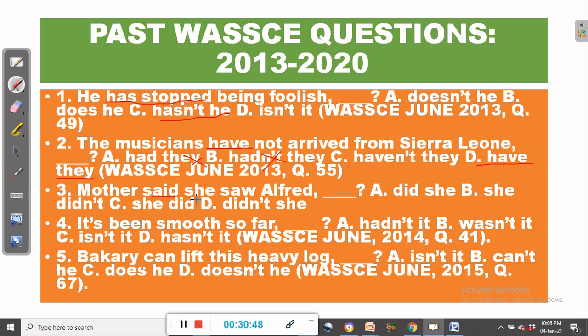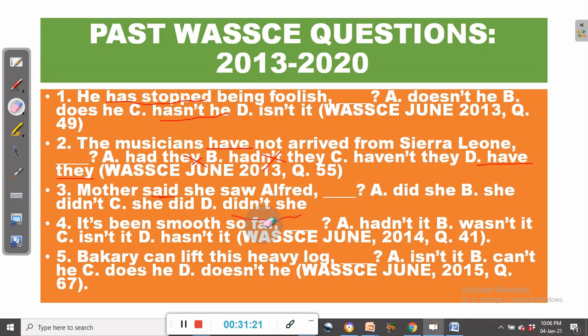Mother said she saw Alfred. Did she will not be correct. She didn't will not be correct. She did is not correct. Didn't she is correct. Mother said, didn't she? Again, you can see that because said is a main verb, we use the appropriate form of do, which is didn't, the past tense of do.